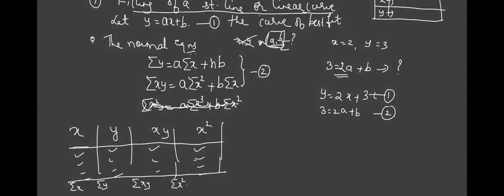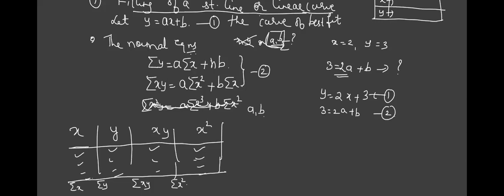So what will remain as it is? N is nothing but how many set of values you have used. Tell me what will remain as it is? A and B will remain. So there are two equations in two unknowns. You have a calculator. You can use it the correct way, and then you can get A and B values.